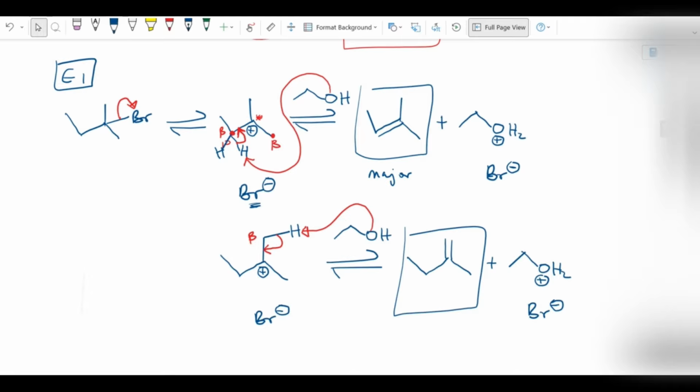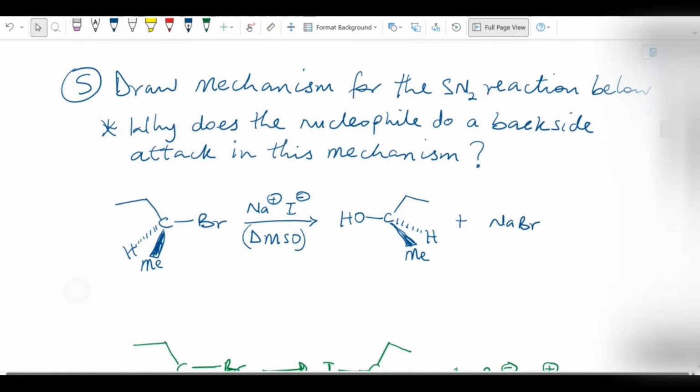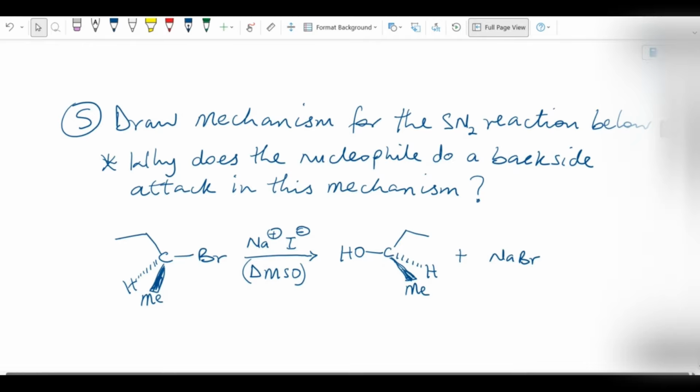So let's go to the next question. This one is about the SN2 mechanism. So this question asks us to draw the mechanism for this SN2 reaction. And it also asks us to then explain why the nucleophile always does a backside attack in an SN2 mechanism.